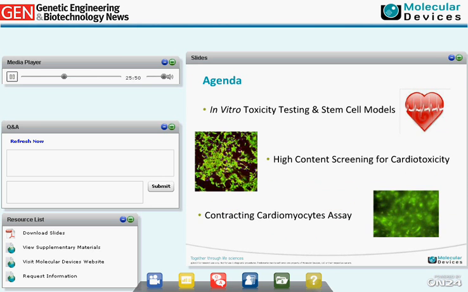So my agenda will be 3 parts. First, talk a little bit about in vitro toxicity testing, its importance to the drug discovery and development industry, and the use of stem cell models to try to improve in vitro tox testing. And then I'll give 2 examples. One is a more traditional high-content screening for cardiotoxicity, where we use high-content imaging and analysis to look for toxic effects on cardiomyocytes. And the second application would be a more novel contracting cardiomyocyte assay, where we use phenotypic beating or spontaneously contracting cardiomyocytes to try to look for toxic effects. And as I'll show in the data, this is a much more sensitive way of looking for cardiotoxic effects of compounds.